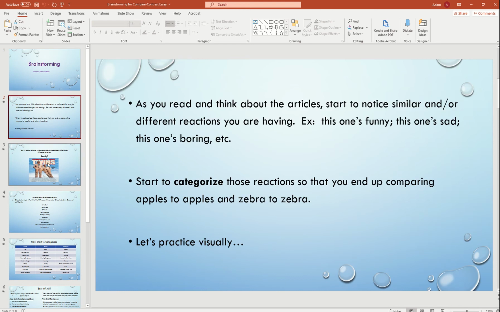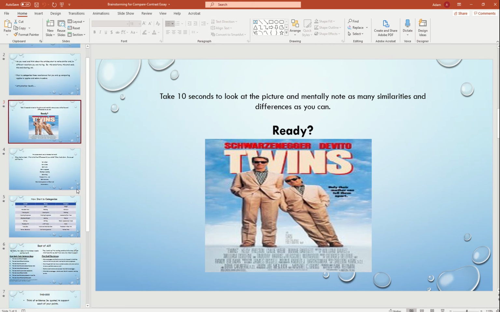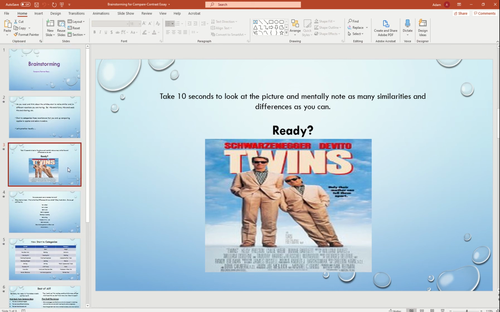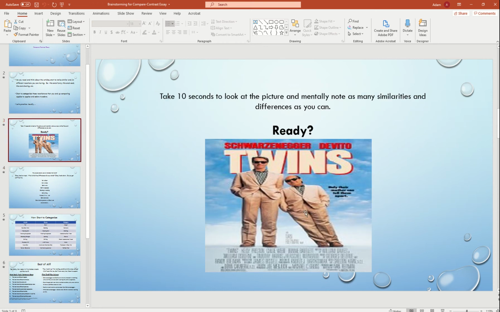Oh man, this was great because I got to look at this and compare these two guys from a 1980s movie that I've probably never heard of that the teachers thought would be interesting. Anyway, I get the point. I had to compare Arnold Schwarzenegger and Danny DeVito, and tall. One was tall, one was short, one had hair, one was bald. It's easy. I'm comparing these two guys. Look how different they are. Of course, some things are the same too.